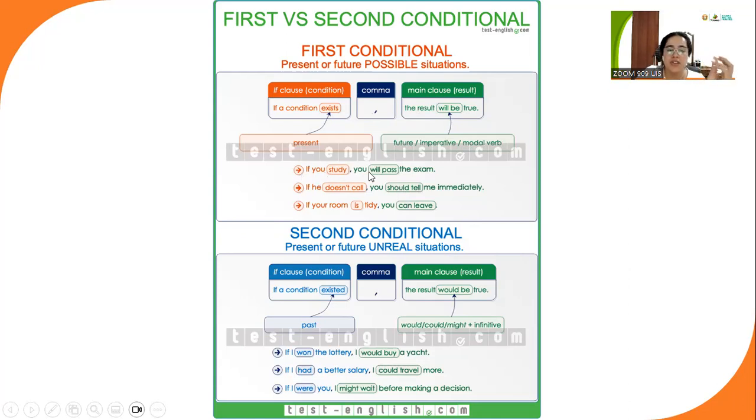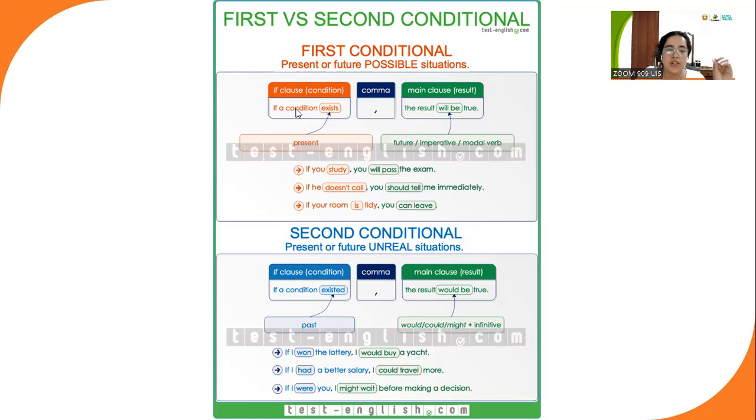If you study, you will pass the exam. Si estudias, pasarás el examen, ¿ok? If he doesn't call, si él no llama, en presente, negativo, if he doesn't call, you should tell me immediately. Si él no llama, tú deberías decirme inmediatamente. Entonces puede ser will, should, o can. If your room is tidy, el verbo en presente, si tu habitación es ordenada, you can leave. Tú te puedes ir. Okay? So this is the first conditional with for possible or real situations in the present or in the future. Okay?